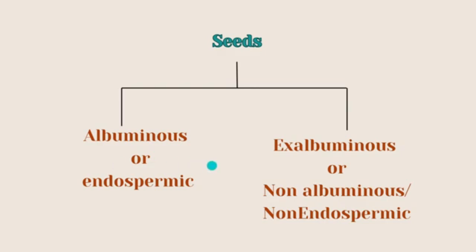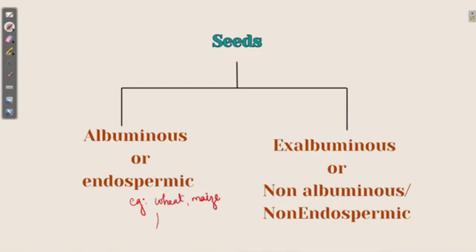In the case of dicots, both albuminous and ex-albuminous seeds are found. Examples of albuminous seeds are the monocotyledon seeds like wheat, maize, barley, castor, etc. Whereas the examples of non-albuminous seeds are pea, groundnut, etc.